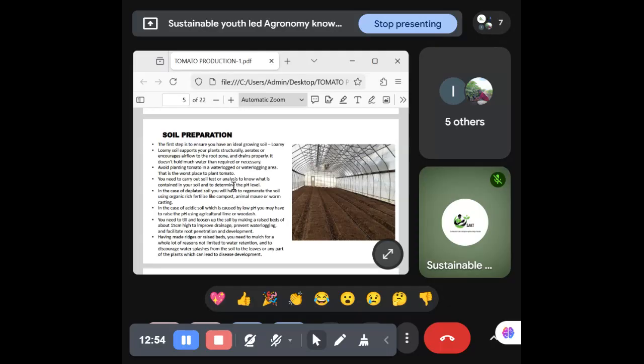So if you have, let's say, a high level of calcium deposit there, you now know that you don't need to supply much calcium again in order to balance it, because too much of all these elements can become toxic to the plant.